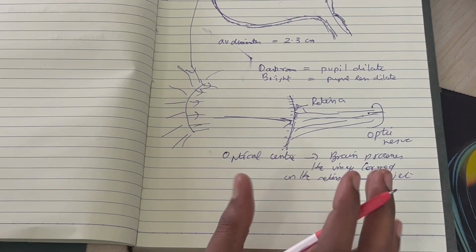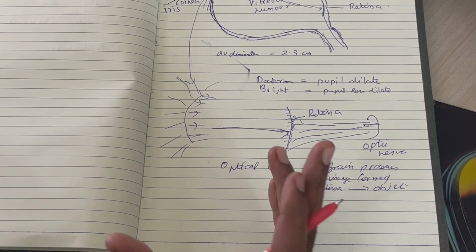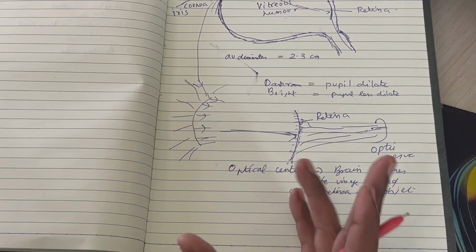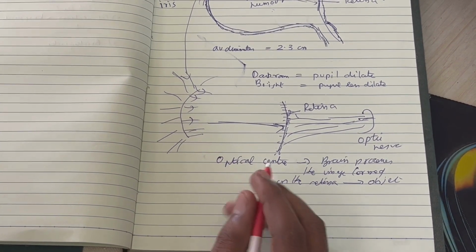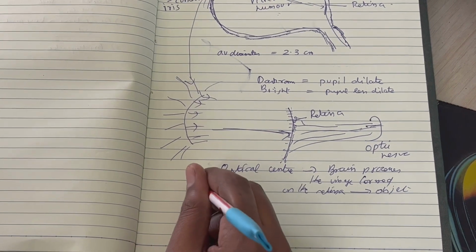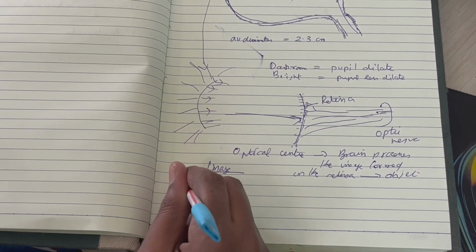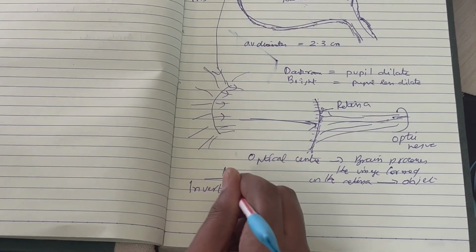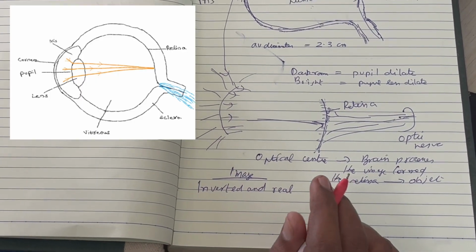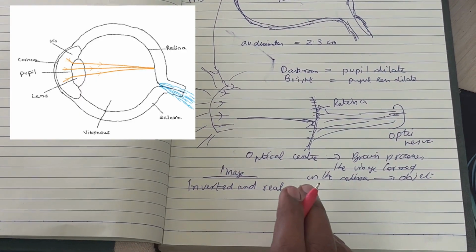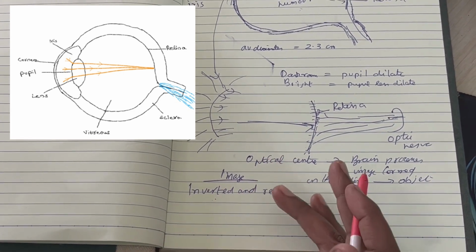To conclude this section dealing with the function of the human eye, the physics involved in the formation of the image: the type of image which is formed is inverted and real. The image of the object which gets formed on the retina is inverted and real.